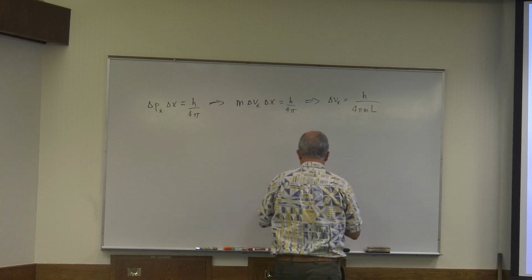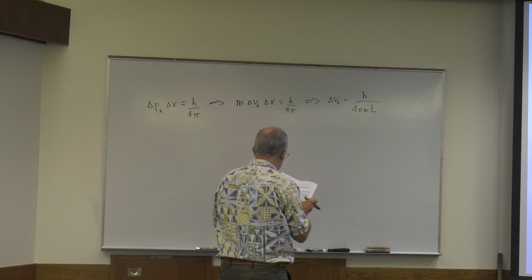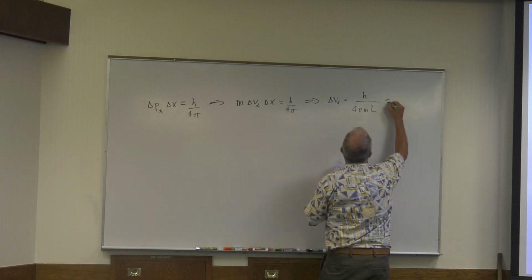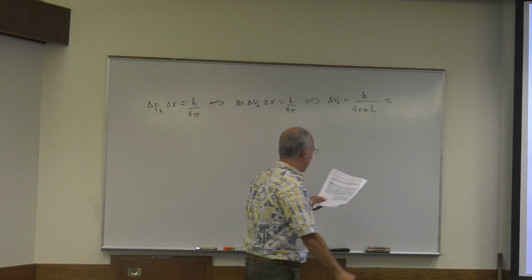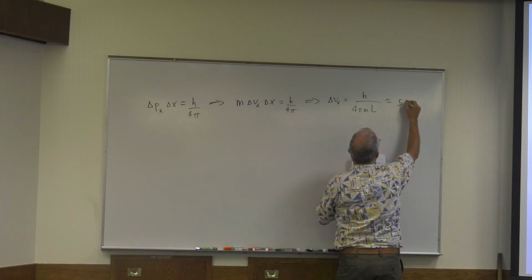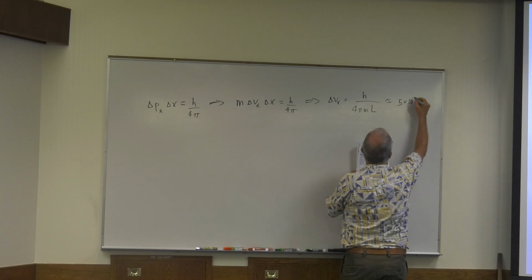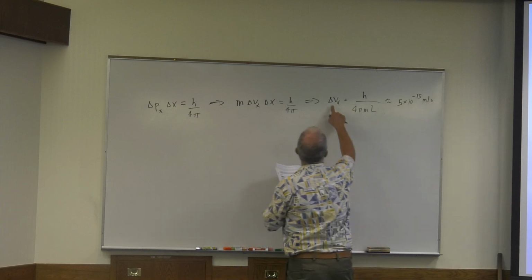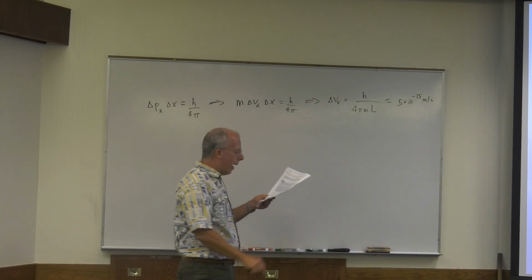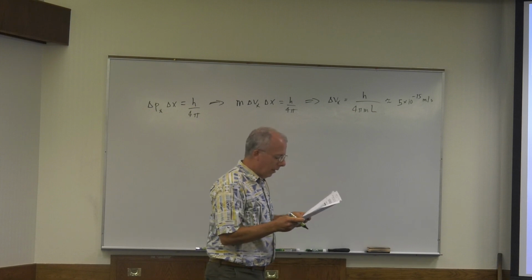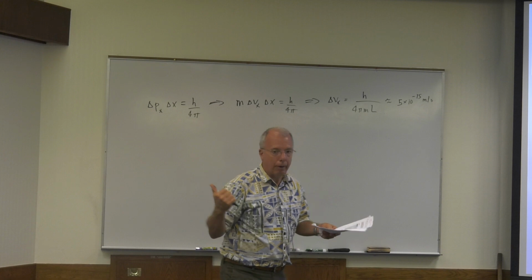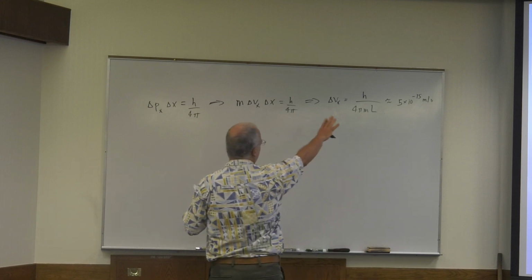Now, you're going to have to just trust me. I plugged in all the numbers, and this is approximately 5 times 10 to the minus 15 meters per second. So that's delta V. Well, remember, we don't know if it's going that way or that way, so that's not the final answer.